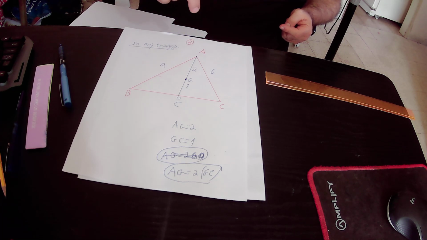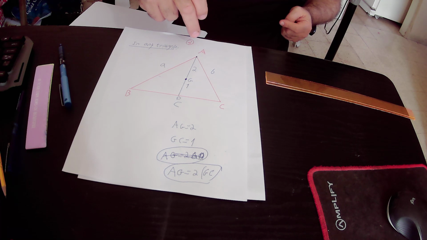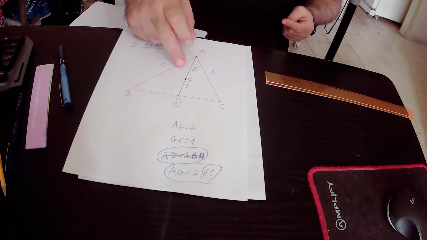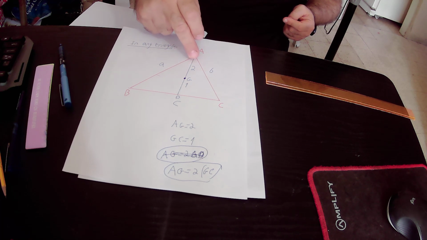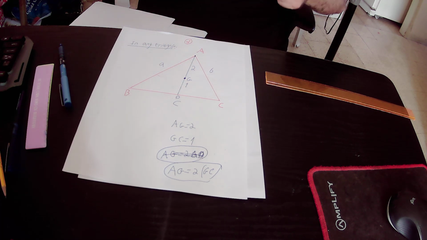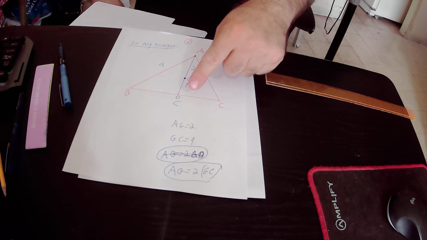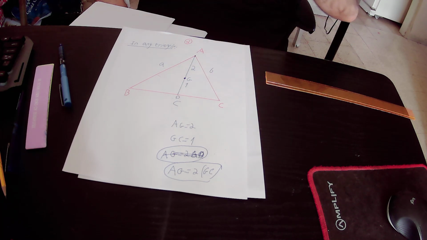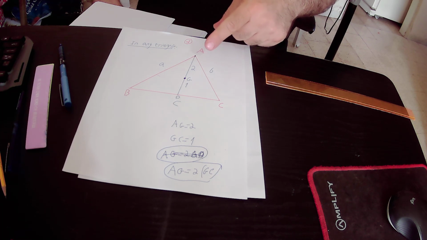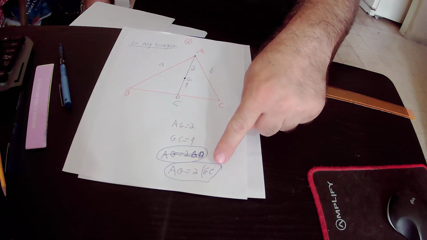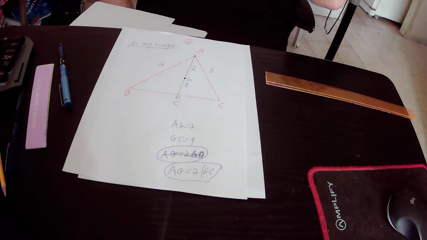the centroid G divides the median AD in a ratio of 2 to 1. That is to say, if AG equals 2 units, then GD will be equal to 1 unit. Therefore, AG is twice as large as GD, or we can write down that AG is 2 times GD.